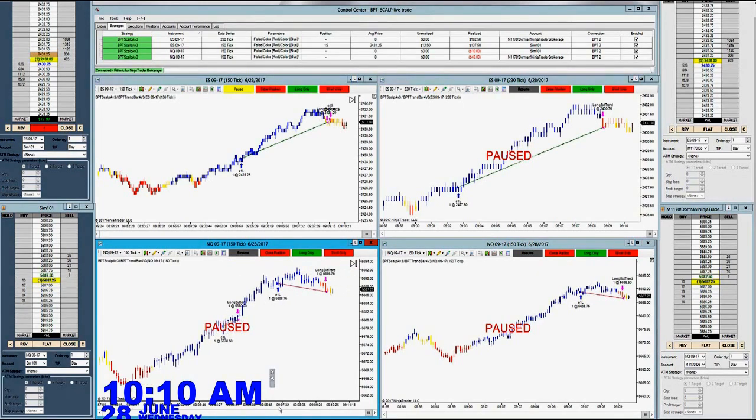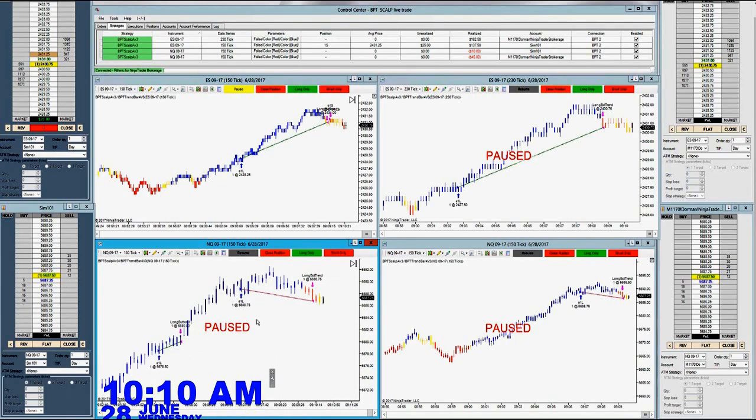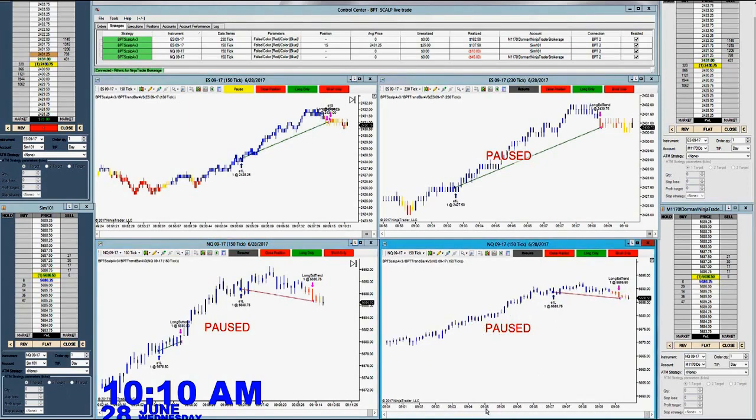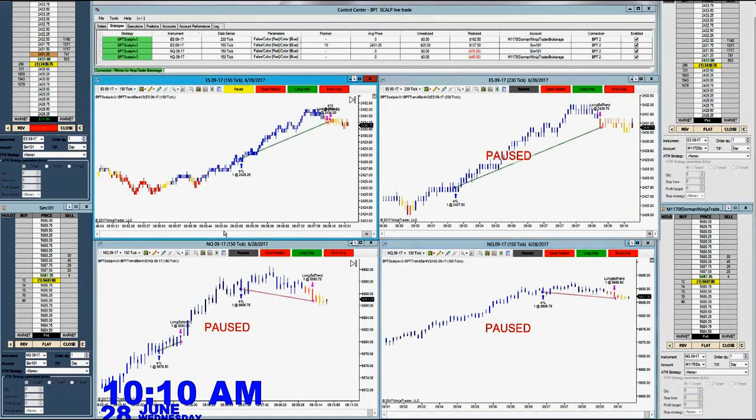But if we notice here, those are the entries between a live trade and a sim trade, and you can see the difference. It will always be 1 or 2 ticks different between a live and a sim.